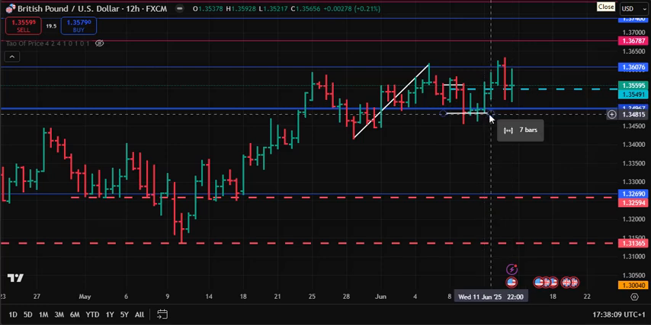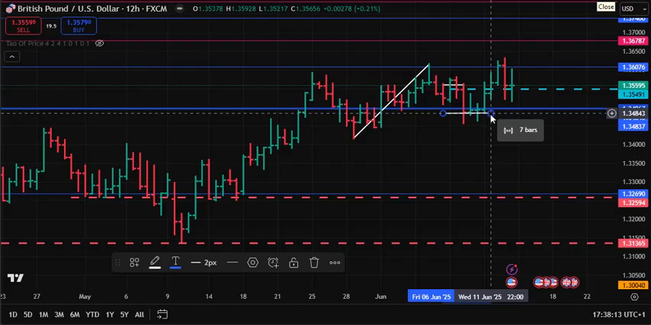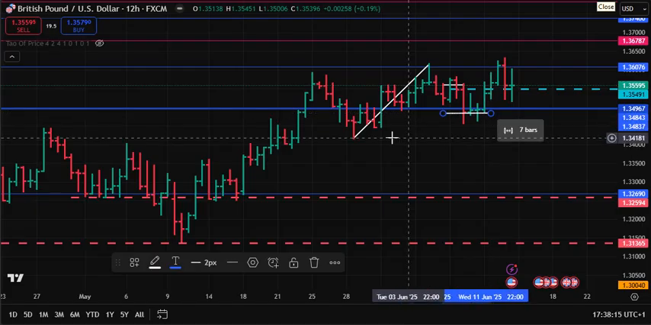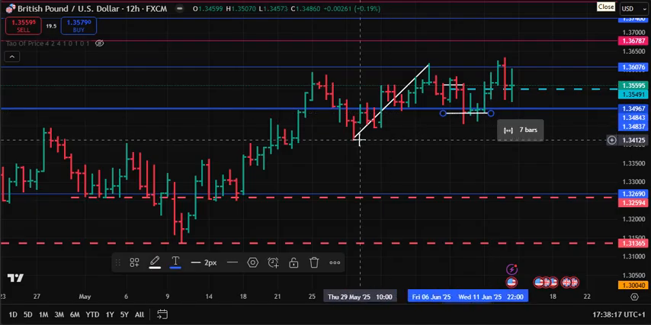This 134.80 is the first line in the sand. It's got to hold that. If it breaks through that, we could be going back down to this low pivot here, 134.12. So market sentiment right now, retail traders are largely short.